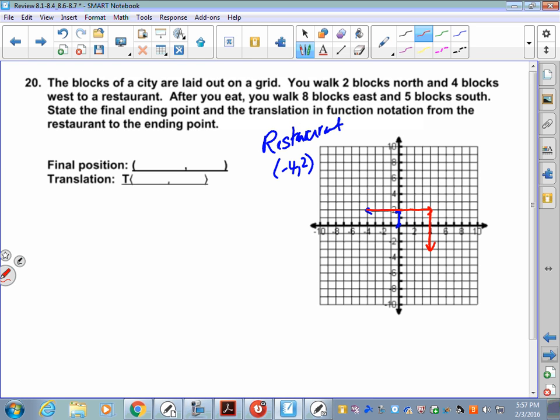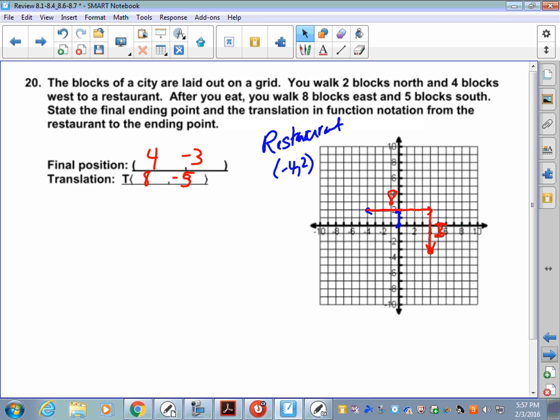Where will we end up? They basically want that coordinate, that point, and we should see that it is 4, -3. Then they want the rule to get from the restaurant to that point, in translation form. Since I'm going to the right, that's positive 8, and when I'm going down, it's negative 5. And that's the full rule.